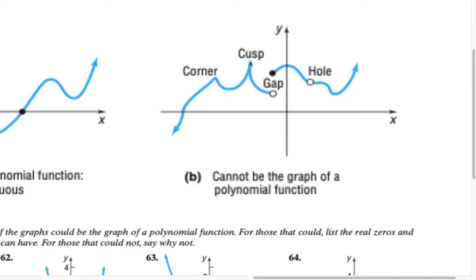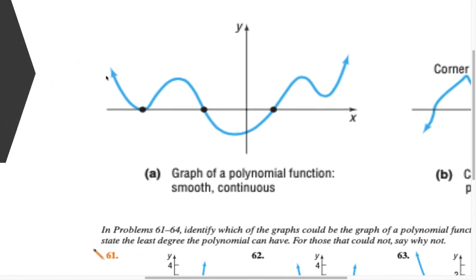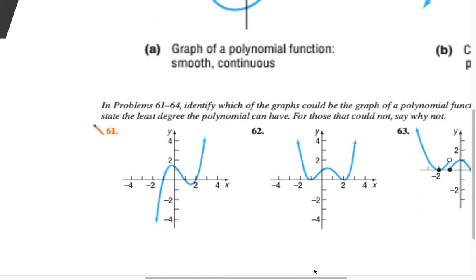So this graph is smooth and continuous, and in contrast, in this graph there is some corner, there is some cusp, there is some gap, there is a hole. This is not a polynomial function graph. If there is a hole or corner or some gap, this is not a graph of a polynomial function. A polynomial function graph has to be smooth and continuous.